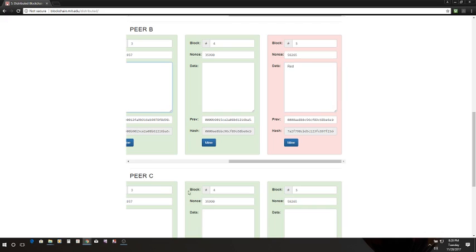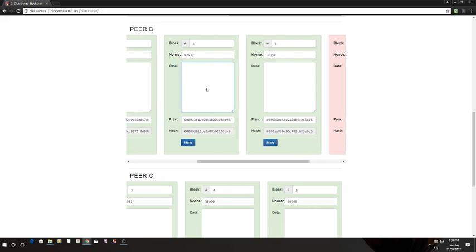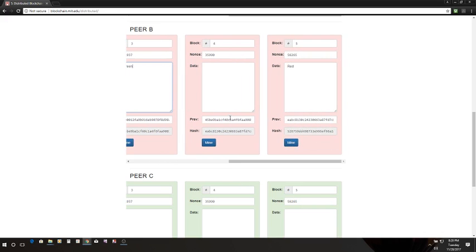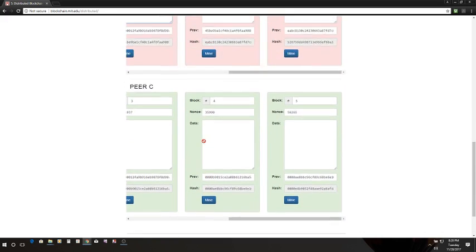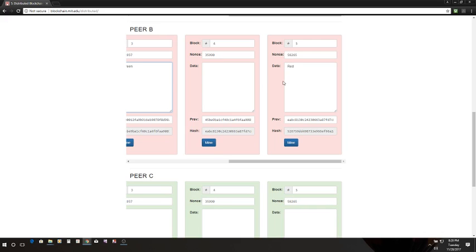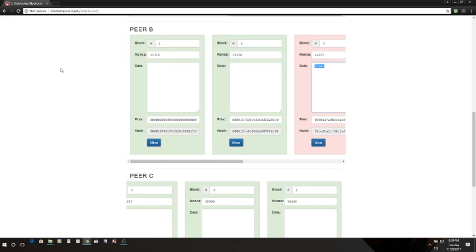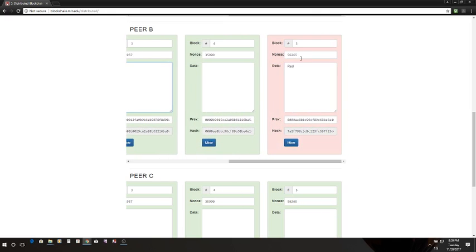So if we go back to this field here, and I say green, these historical blocks get nullified from a democratic vote, because the majority of these other ledgers are saying these entries are invalid. Okay, so that's the power of the distributed blockchain.